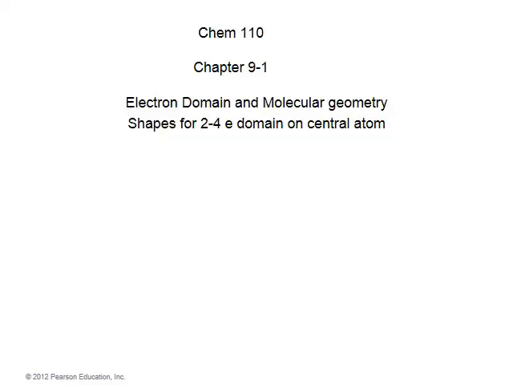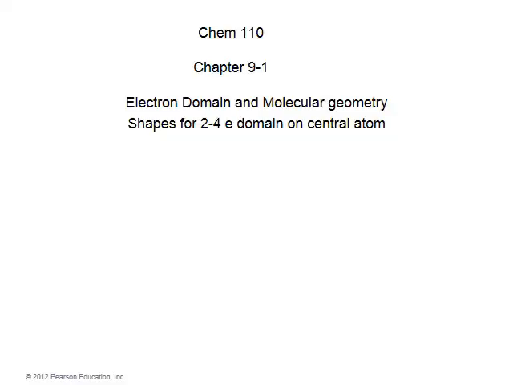In this section of chapter 9, we will discuss electron domain and molecular geometry and shapes due to 2 to 4 electron pairs or electron domains on the central atom. Each electron domain could be just a single pair of electrons, or more than one pair if they're concentrated in one direction. We'll talk more about these. For the time being, let's assume one electron domain is due to one electron pair on the central atom.